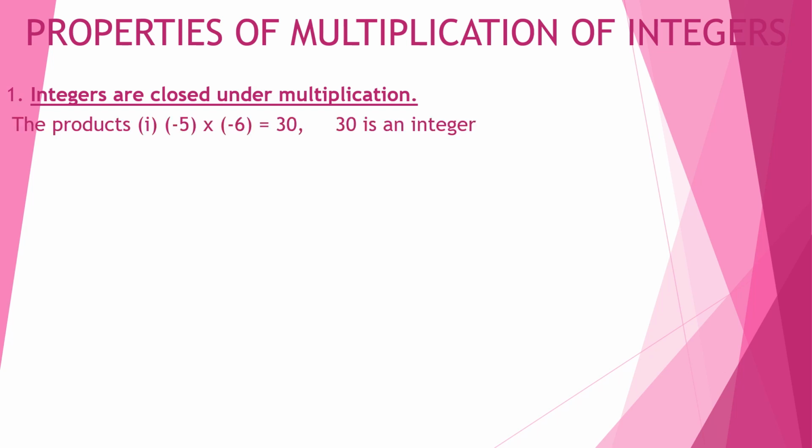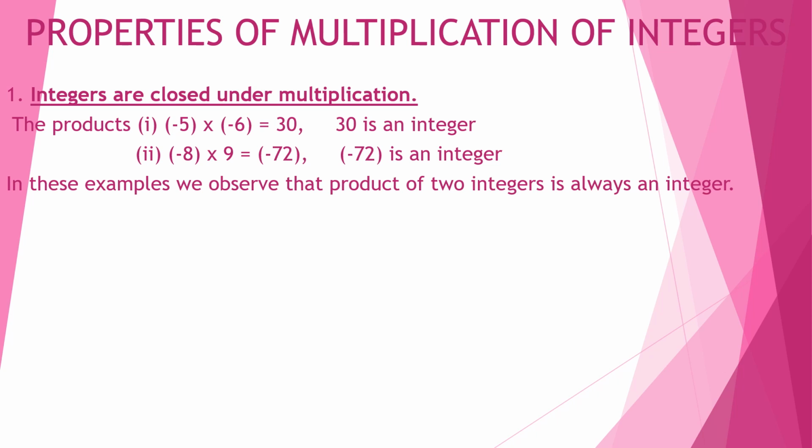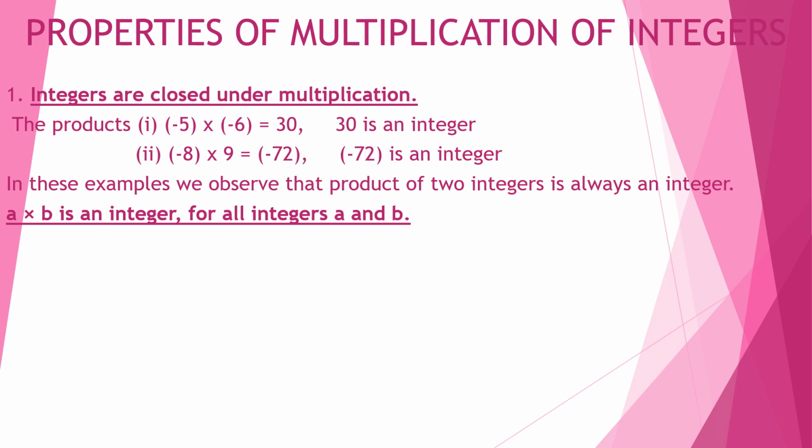The product of minus 5 into minus 6 is equal to 30. 30 is an integer. Product of minus 8 into 9 is equal to minus 72. Minus 72 is also an integer. So we see here that the product of two integers is always an integer. And generally we can say for all integers a and b, a into b is an integer.